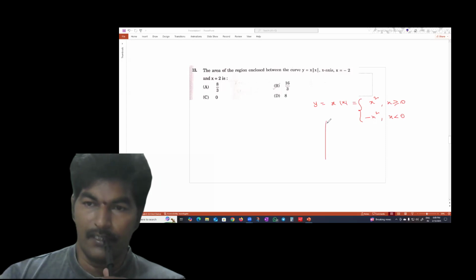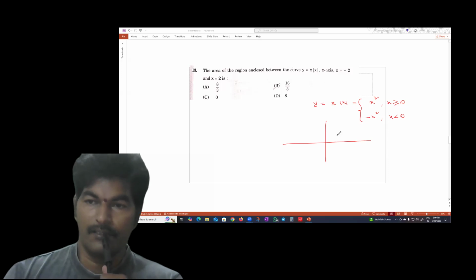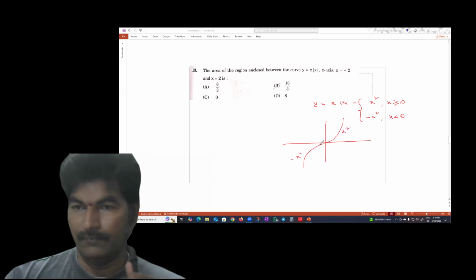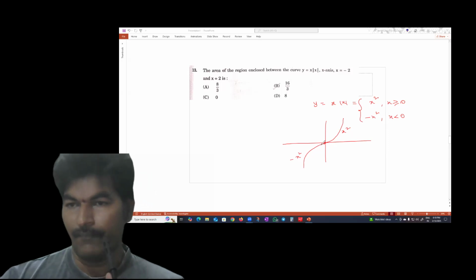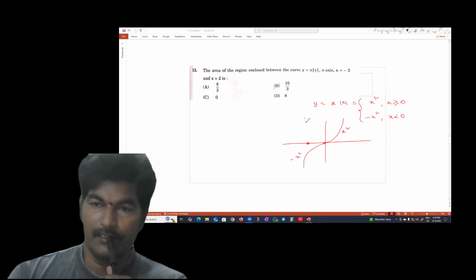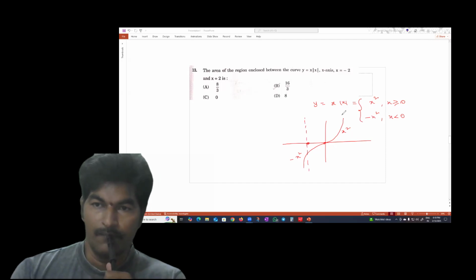Now we can draw the graph of this given function. If x is positive, x square, how does x square look? Upward curve. Okay, so you can draw like this. And if it is negative, you can draw the negative graph like this. This is plus x square, and this is minus x square. At 0, it is continuous. And look at the values. They are saying x value minus 2. Somewhere you can draw a line, x equals minus 2. And the x-axis is this.